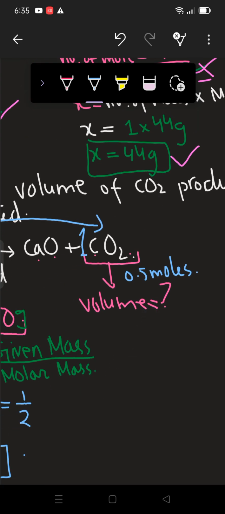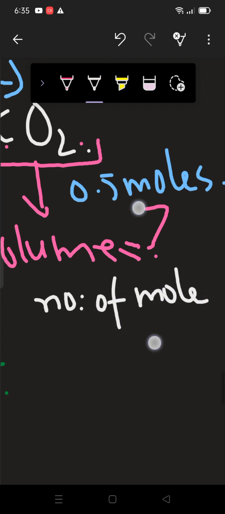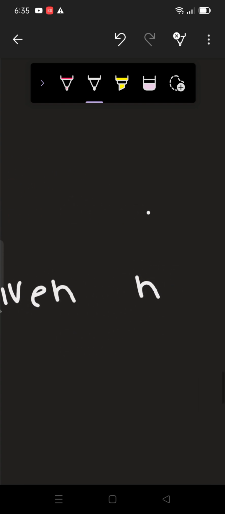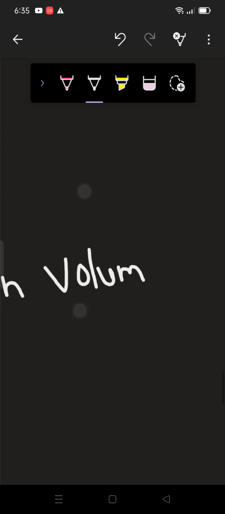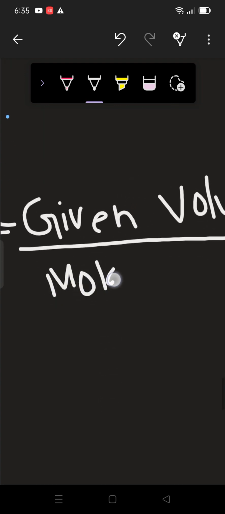Now we can actually find the volume of it, right? Because we know the formula in which we use the volume as well. Number of mole is equal to given volume per molar volume. By this formula we can easily calculate the volume of it, right? So the formula we are going to use here will be number of mole is equal to given volume per molar volume.